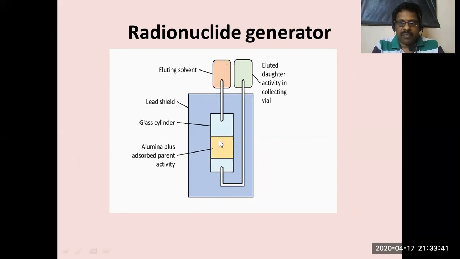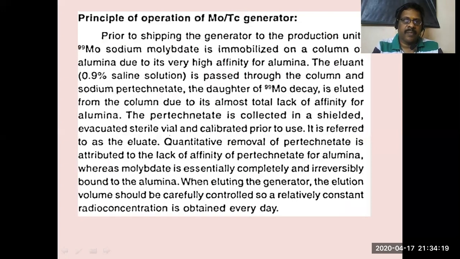How to bring out the formed technetium from this closed chamber is by passing the eluting solvent through this. When the solvent is passing through this column, because of poor affinity on the alumina surface, the technetium is washed out and will slowly come out. We can use vacuum to draw this technetium. So with the technetium, this eluting solvent will come out and it will be collected here. This is the eluted daughter activity in the collecting vial. So this is the way the generator is functioning.